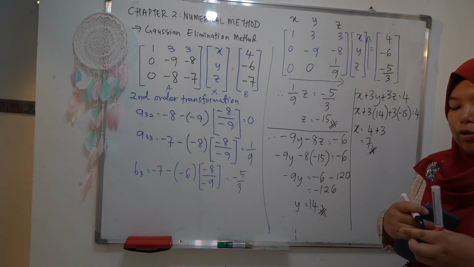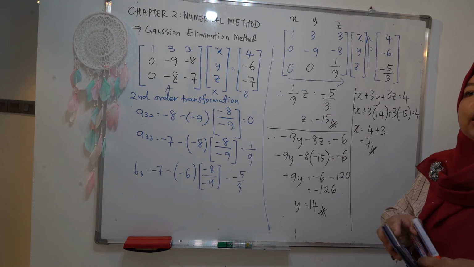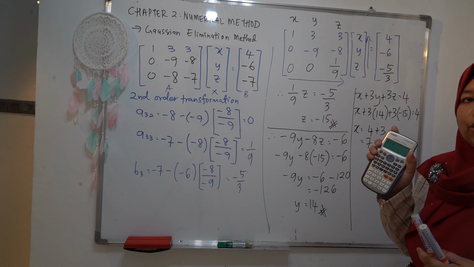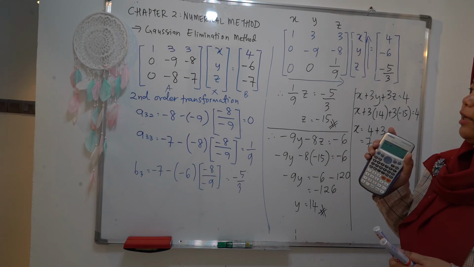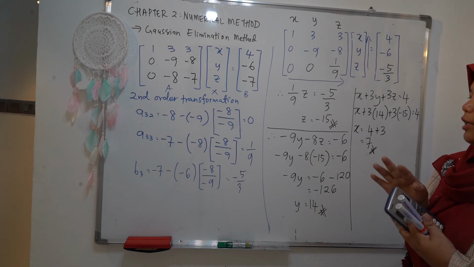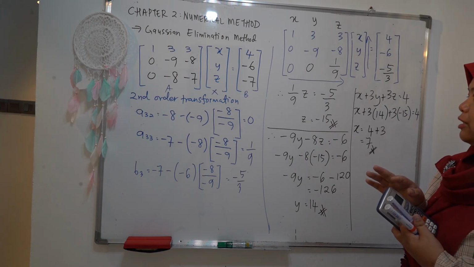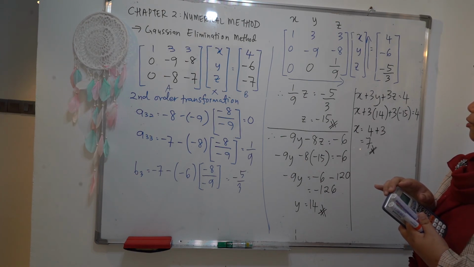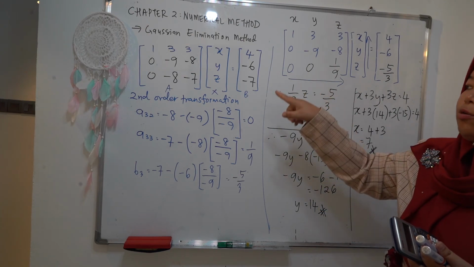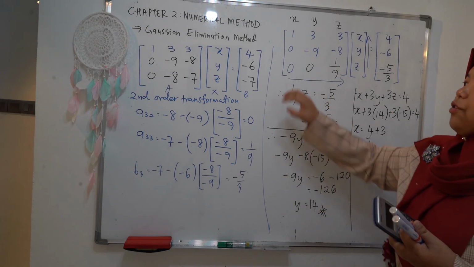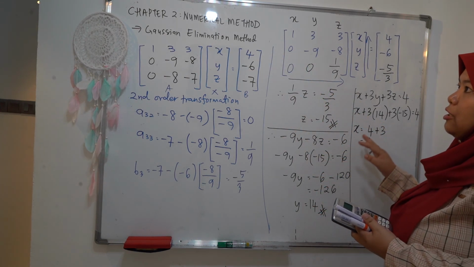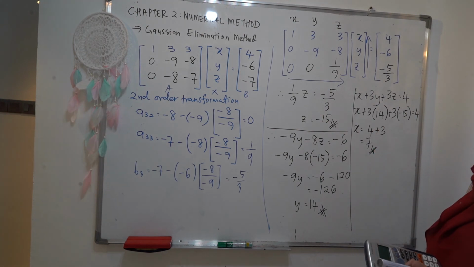How do we know our answer is correct? The first way, you can use the calculator. You can use mode EQN, and then put all the numbers in the calculator. The second way to check whether your answer is correct or not is to substitute the values of x, y and z into the equation. If you get the answer, then your answer is correct. So it's done with the Gaussian elimination method.